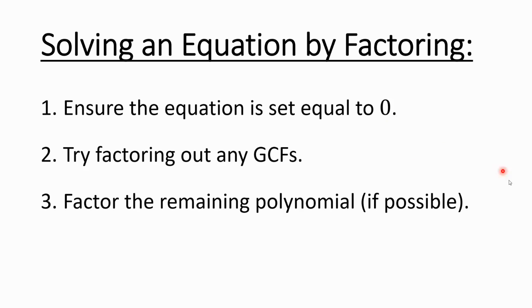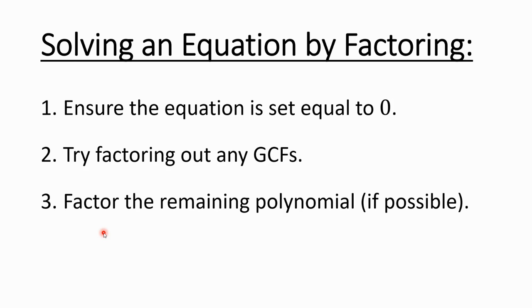So here are the steps that you will need to follow if it's not already factored for you. First, make sure it's set equal to 0. The last one that we just saw was. Then try factoring out any greatest common factors first. So look, hey, can you pull out an x cubed from all of them or something? And then lastly, factor the remaining polynomial. In the last example, this is the only one I had to do.